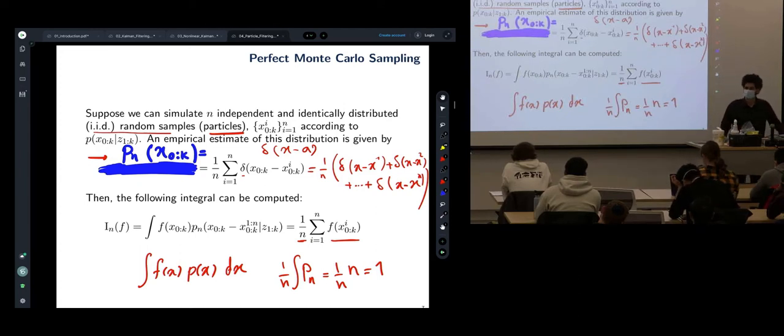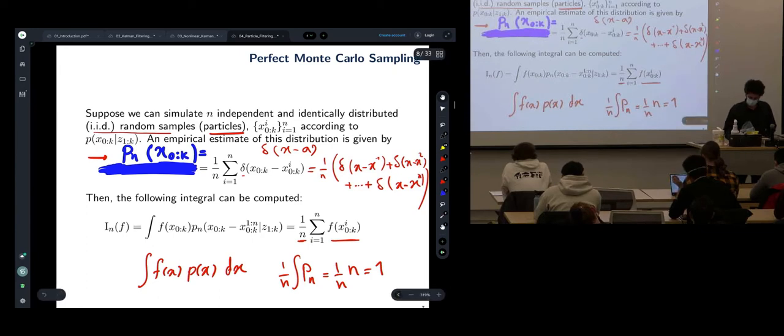In FastSLAM, for landmarks you're tracking them with EKF, and for the robot you're running a particle filter. You can combine them, but we won't do it today. We're just talking about particle filtering.